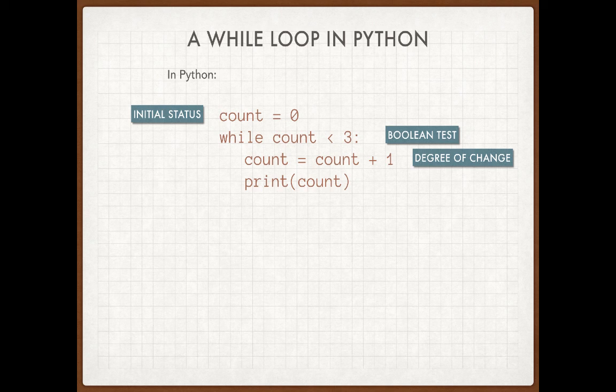So these are the three parts of the loop that are really crucial, right? That initial status, the Boolean test, and the degree of change. They're all three here.